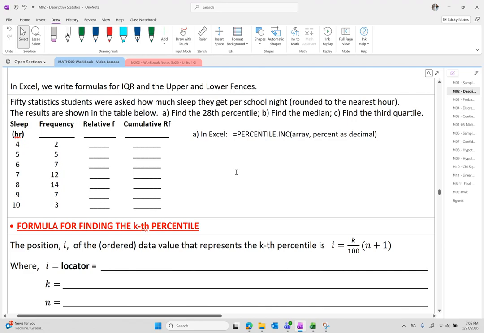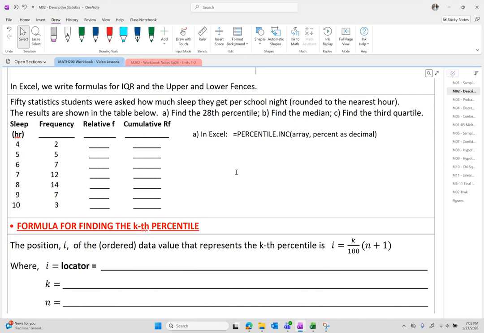We have an example here with a frequency distribution table. 50 statistics students were asked how much sleep they got per school night, rounded to the nearest hour, and the results are shown in the table. And what we see here is that the variable is the hours of sleep. So it's the time that they slept measured in hours. And the values are 4, 5, 6, 7, 8, 9, and 10.